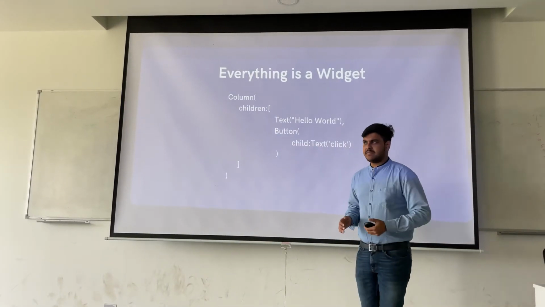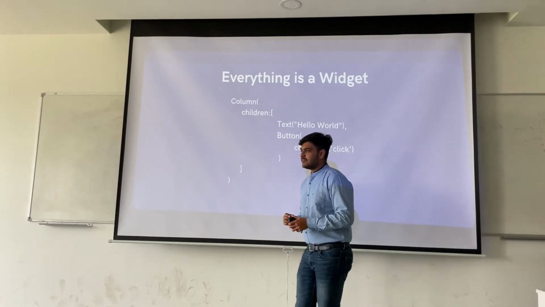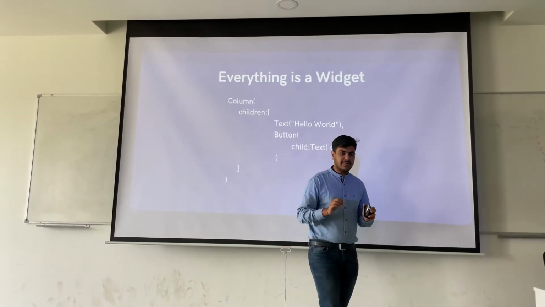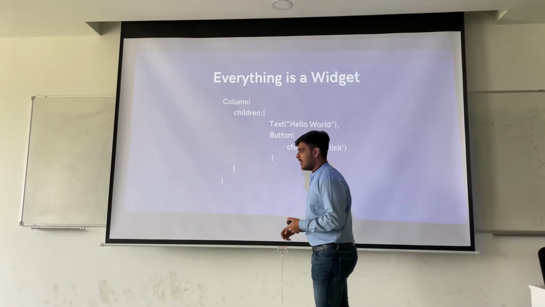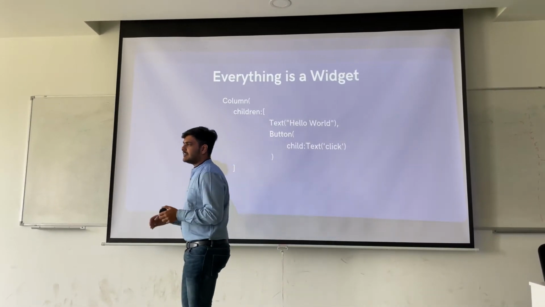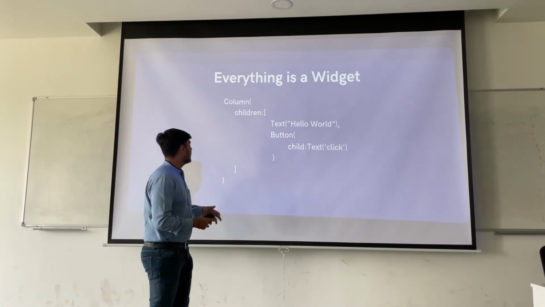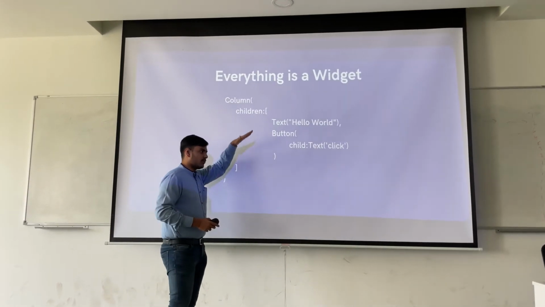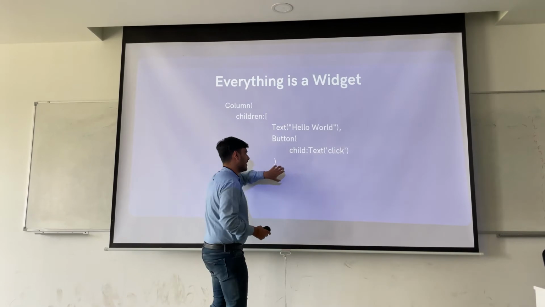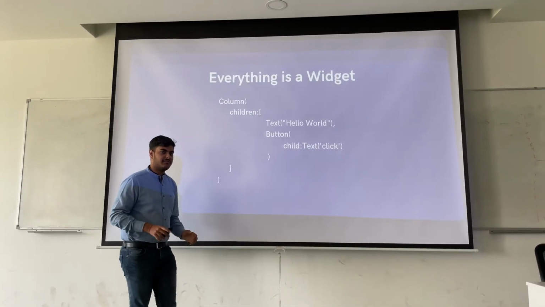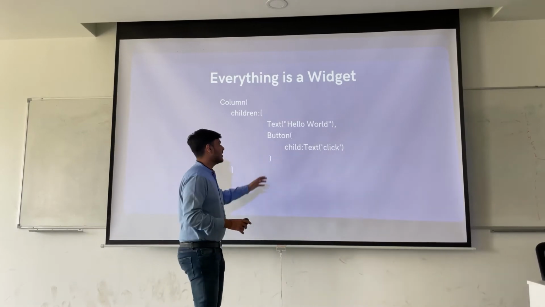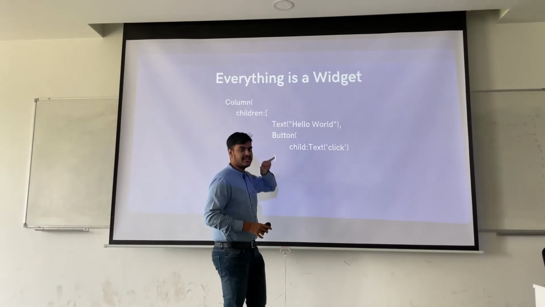In traditional development like web, if you type a simple text and render it in HTML, it would render as text. But in Flutter, everything needs to be a widget. For example, let's say we have to make a column which has a text "hello world" and a button which says "click". We just can't type hello world and expect it to show the same. No, you have to encapsulate it in a text widget.